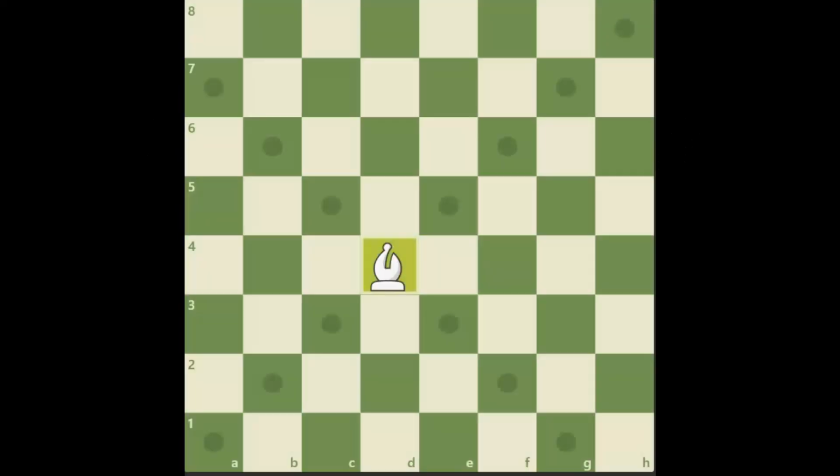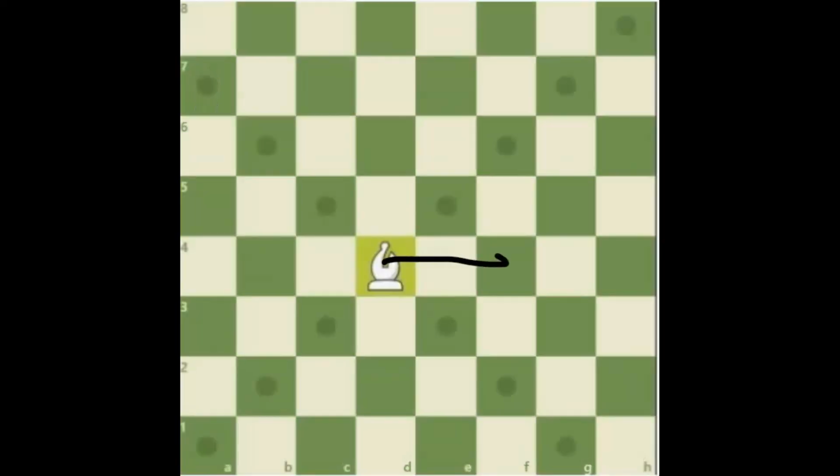The bishops are a little different. They can move diagonally in any direction. So how can I calculate whether a move is legal for the bishops? Well, if you notice, whenever the bishop moves, each coordinate is changed by the same amount. For example, if I change the x-coordinate by 2, notice the y-coordinate has to change by 2, whether through addition or subtraction.